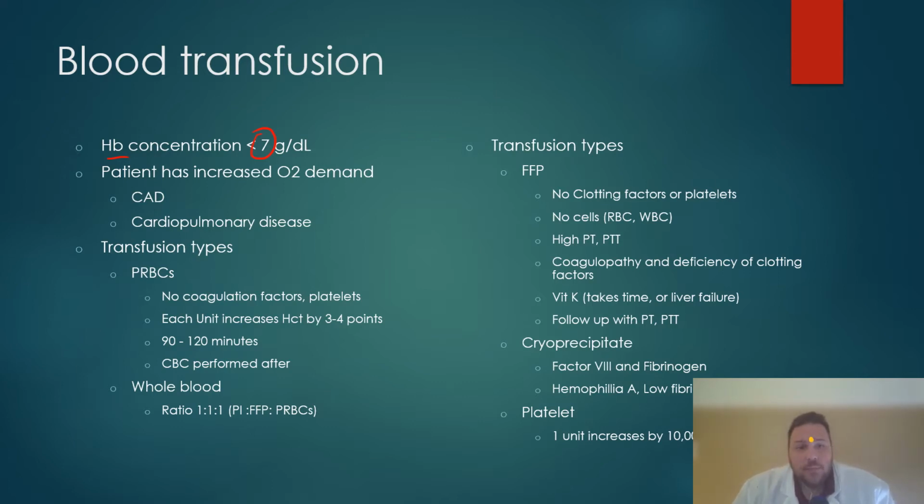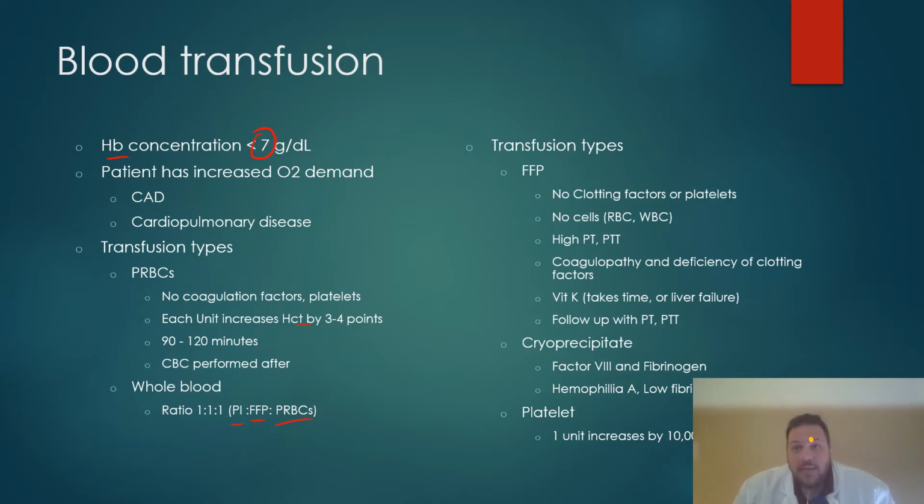Each unit of packed red blood cells will increase hematocrit by 3 to 4 points and is typically given over a period of 90 to 120 minutes. We always perform a CBC afterwards. Whole blood is given to patients with a massive blood loss. The ratio is going to be 1 to 1 to 1, which is 1 platelet, 1 fresh frozen plasma, and 1 packed red blood cells.